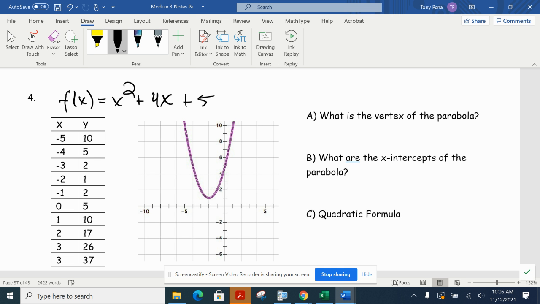All right, so part A, vertex. Catherine, what was it? Good. -2, 1. We can either look at our table, that's the symmetry around this, or just look at your graph. X coordinate here is -2, y coordinate is -1 or +1. If I ask you for your x-intercepts, Maria, what are they? Good. That never crosses the x-axis.